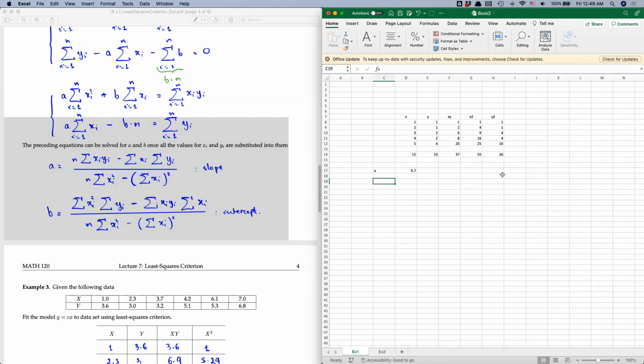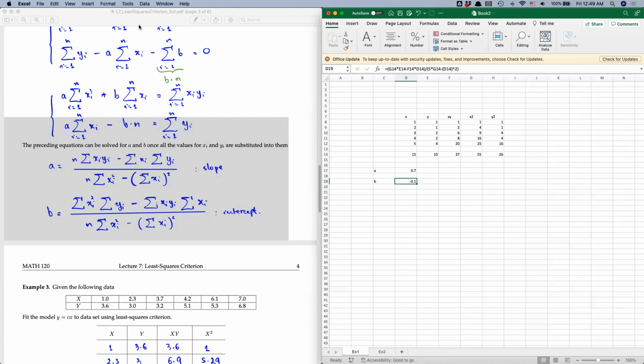Now you're going to calculate the y-intercept, right? So again, the formula: type in the numerator. The summation of x squared times the summation of y minus the summation of x times y times the summation of x. Now divided by the denominator, which is 5 times the summation of x squared minus the summation of x altogether squared. And that is the value we got for the y-intercept.